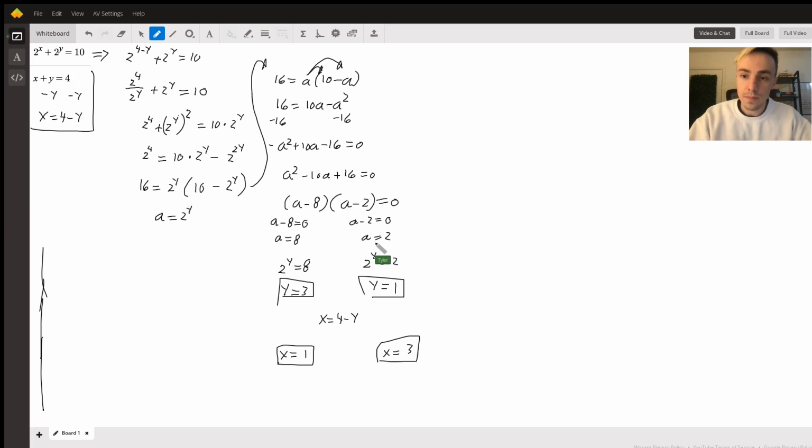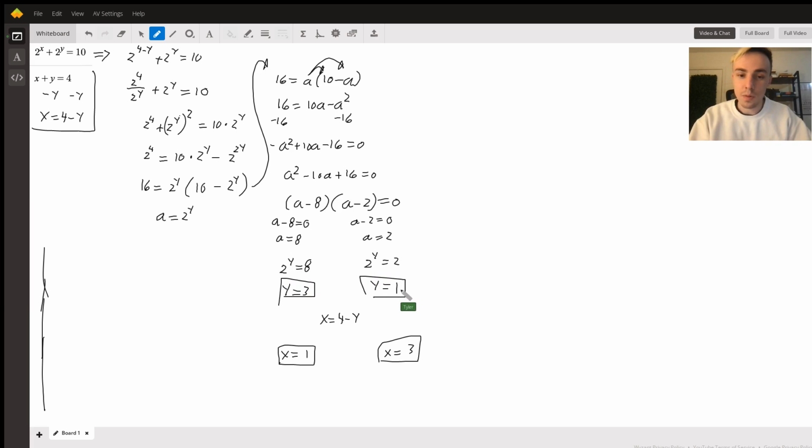At this point, we just remember that a equals 2 to the y. So we resubstitute and we get 2 raised to the y equals 8 and 2 raised to the y equals 2. You can solve this using logarithms and log rules. You would get y equals log of 8 divided by log of 2. But it's pretty easy to see that the number you have to raise 2 by to turn it into 8 is just 3. And the number you have to raise 2 by to get 2 is simply 1. So y equals 3 and y equals 1. These are two of our potential solutions.